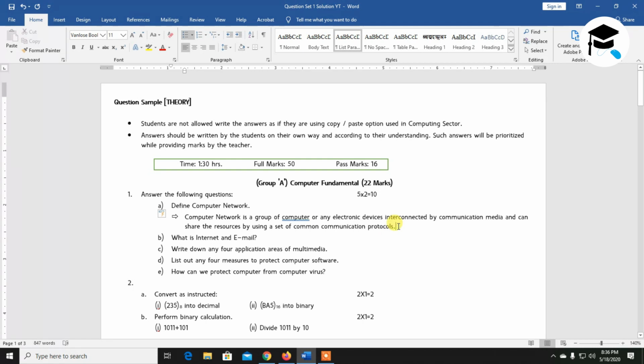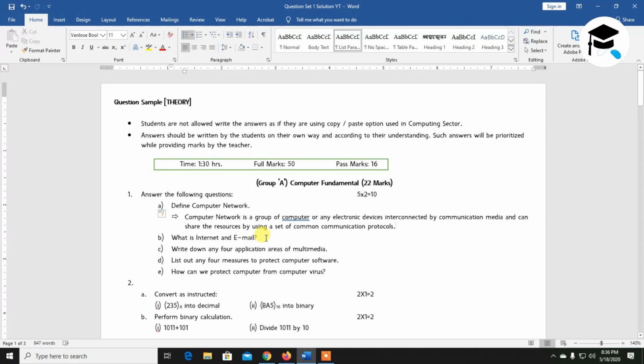What is a computer network? It is a group of computers or any electronic devices interconnected by communication media, that can be either wired or wireless, and can share resources by using some common communication protocols. Protocols means rules and regulations that computers or any electronic devices follow in order to send and receive data. Okay, now let's move towards the next question.